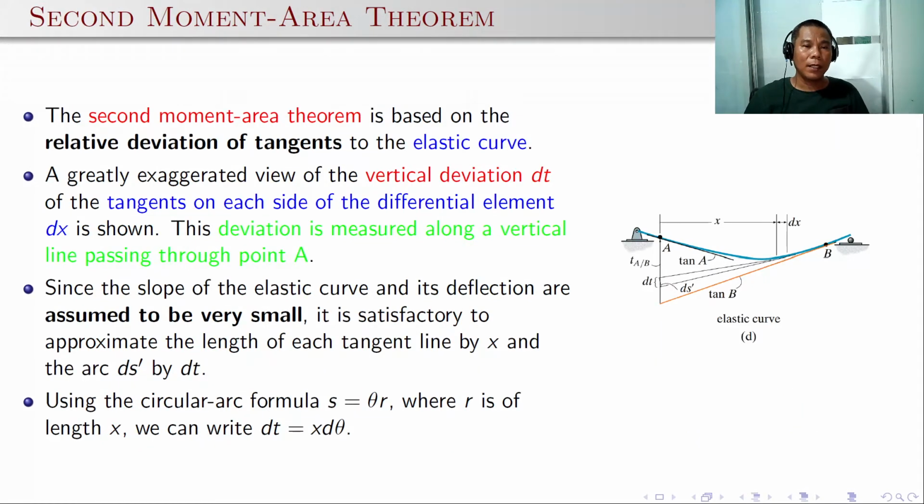The second moment area theorem is based on the relative deviations of tangents to the elastic curve.